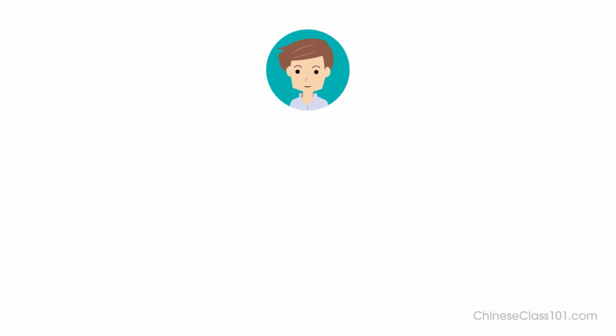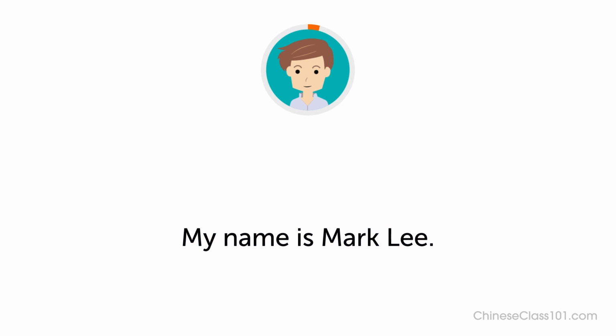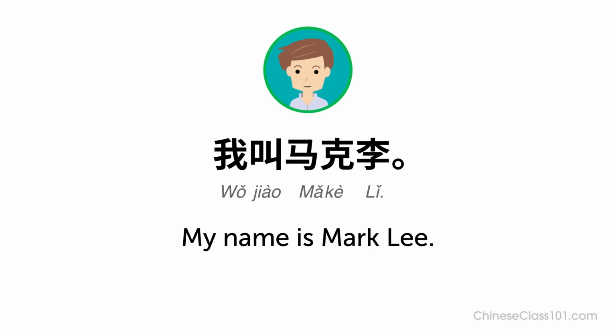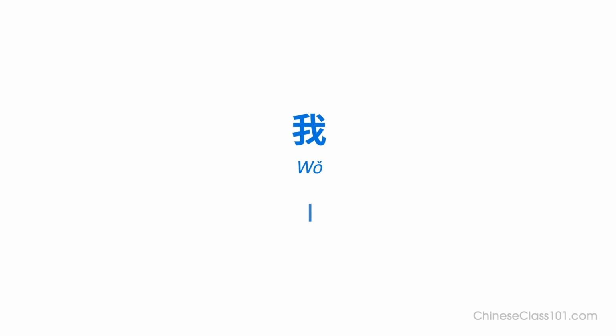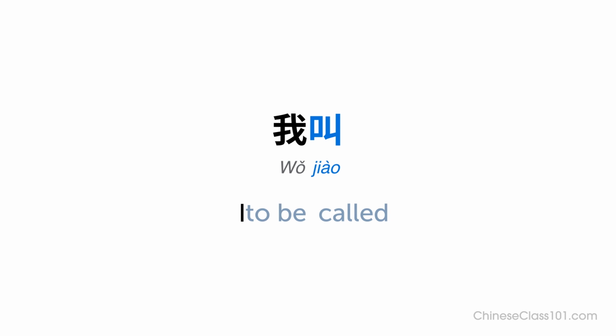Do you remember how Mark Lee says, "My name is Mark Lee"? 我叫马克里. First is 我, I. Next is the word 叫, which translates as to be called. Together, it's 我叫, literally I'm called, but it translates as my name is. This phrase is used to introduce one's own name.